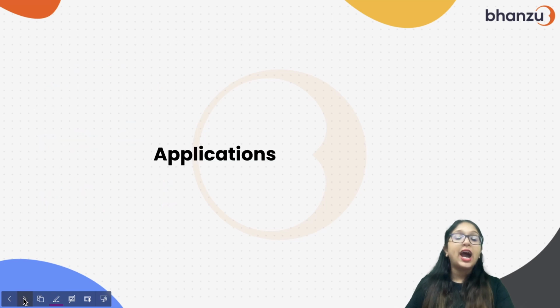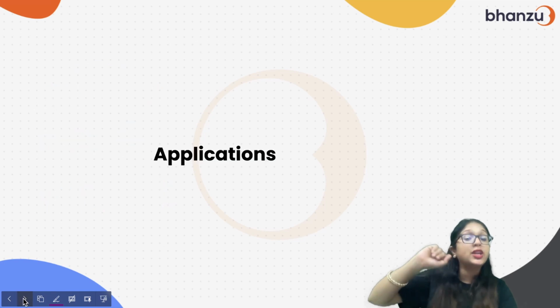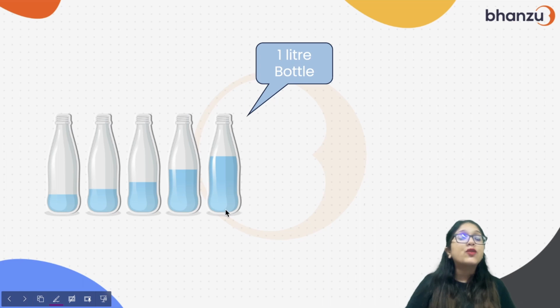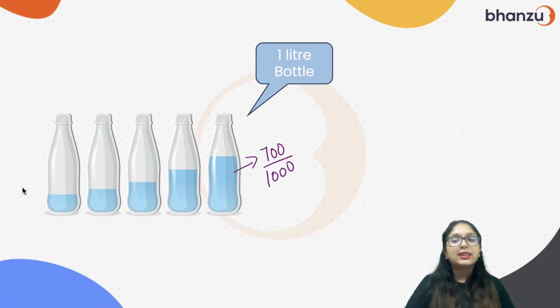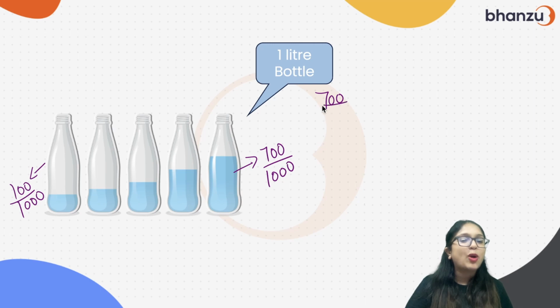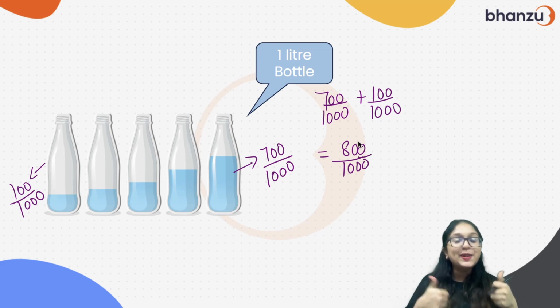Okay. So now we are going to look at the first question that we started. What was it? This is filled, let's say, 700 ml out of 1000 ml, and this one is 100 ml out of 1000 ml. So what is it going to be? Again easy. We can see the denominator is the same. We don't even have to change it. So what is going to be the answer? The answer is going to be 800 over 1000. Yes, clear? This much of the water is filled in these two bottles.